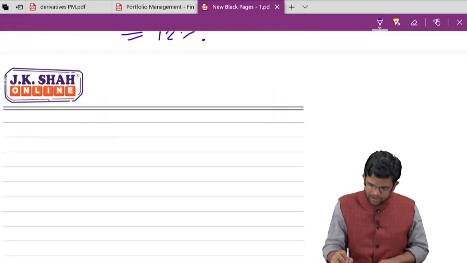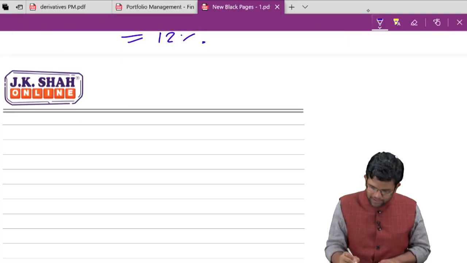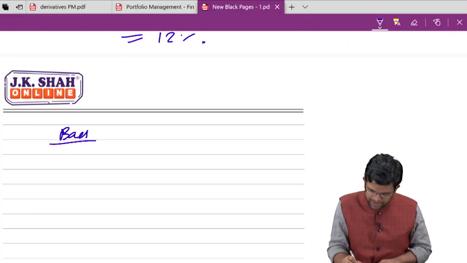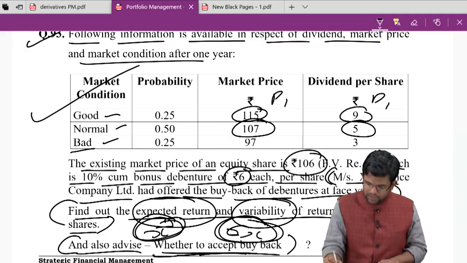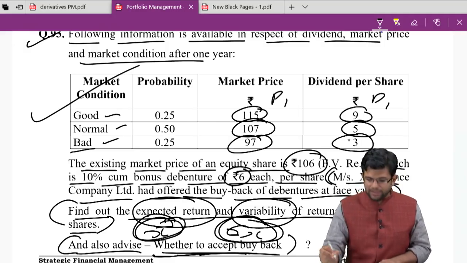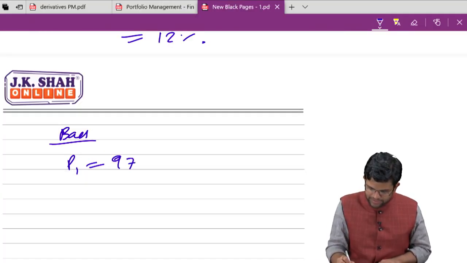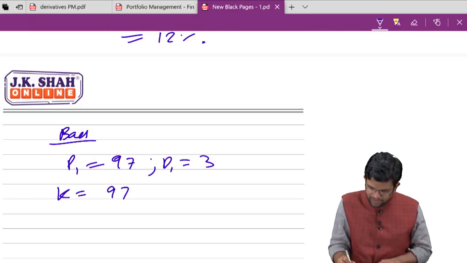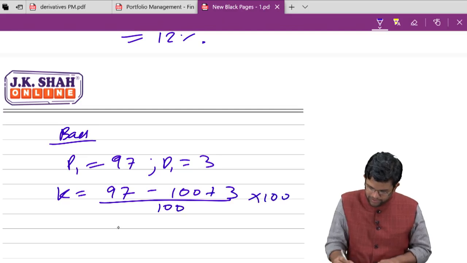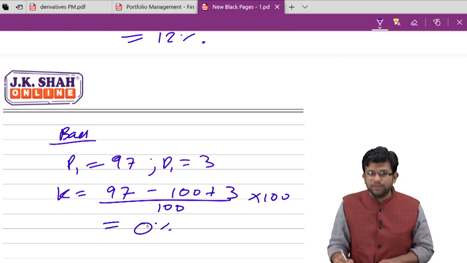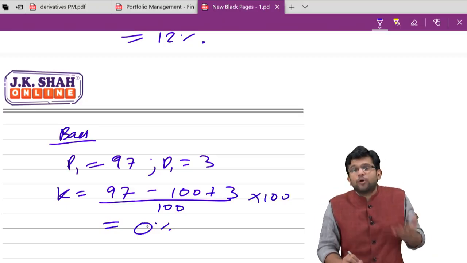And what if the market condition next is bad? So if the market condition is bad, my P1 students is how much? 97, and my D1 is 3. So I'll write down P1 is 97, D1 is 3. My K will be (P1 minus P0 plus D1) upon P0 into 100, which is obviously 0%. Correct? So we now have the 3 possible levels of X.